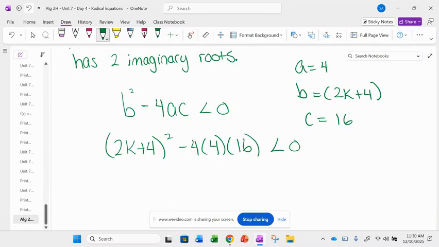All right, so now what I'm going to do is FOIL out the 2k plus 4 times another 2k plus 4. Is 2k plus 4 times another 2k plus 4 equal to 4k squared plus 16? No, it's going to be 4k squared plus 16k plus 16, minus 4 times 4 is 16. 16 times 16 is 256.